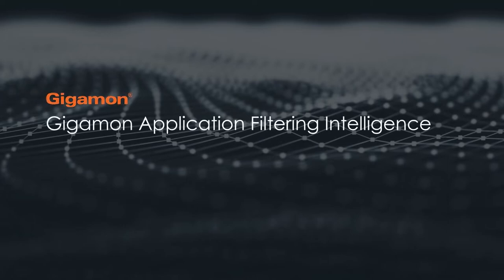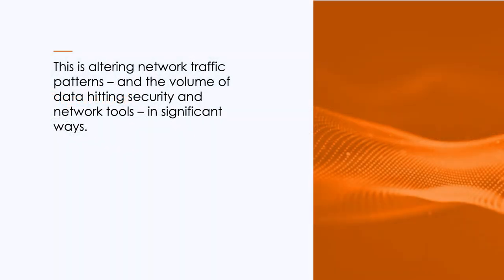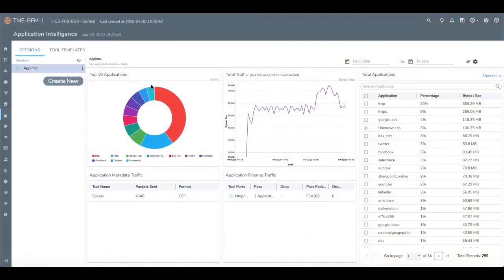The number of people working remotely has grown dramatically. This is altering network traffic patterns and the volume of data hitting security and network tools in significant ways. Gigamon Application Filtering Intelligence can help network and security teams get the most out of their existing tool investments by optimizing performance and ensuring that tools aren't overwhelmed by irrelevant traffic.